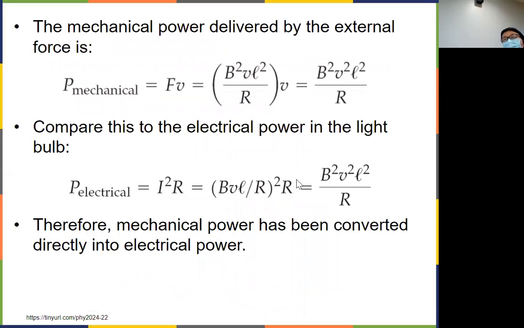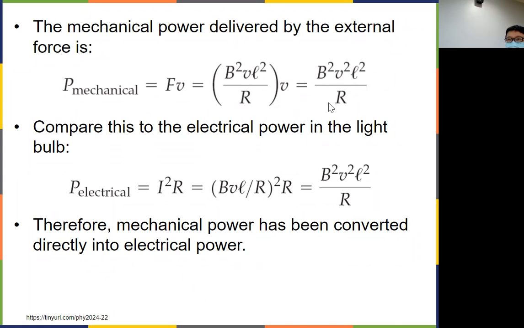And you can also calculate what's the mechanical power. If you want to maintain the rod with the constant speed of V, then you need to add an external force to it. Okay, so the force times V is going to be equal to, this force is the same as the magnetic force that the rod will be experiencing. So it will be B squared V squared L squared over R.